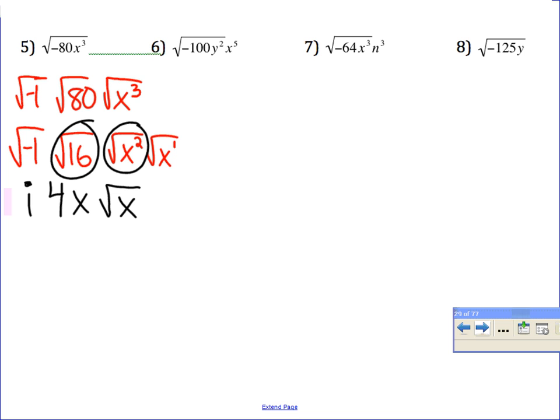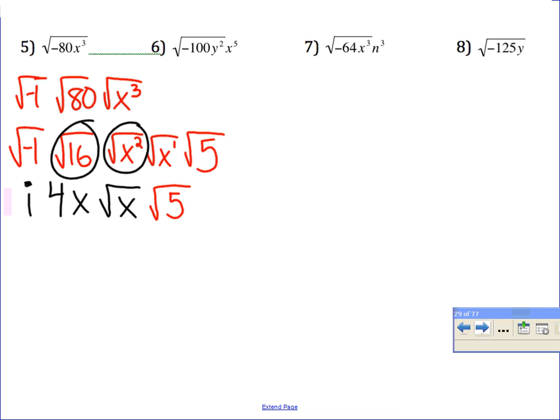Oh, it would help if I remembered the 5, right? Sorry, guys. Square root of 16 times square root of 5 is square root of 80. Don't forget about putting that 5 there. I realized I forgot that. So you need to also jot down that square root of 5.